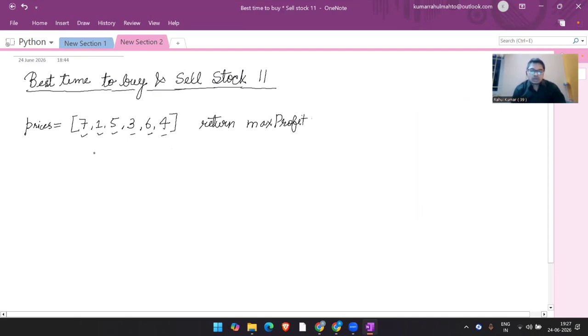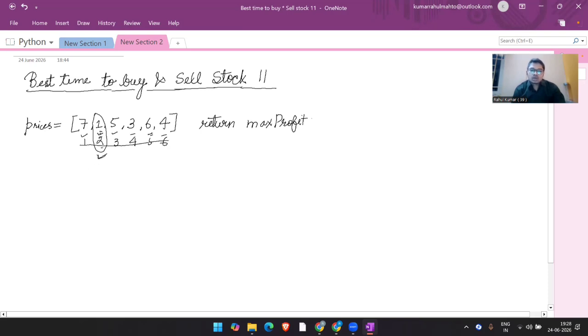Now our agenda should be to buy the stock at the minimum price among all the prices in the entire life cycle. So I can easily choose. On the second day, the price was 1, which is minimum among all the days. On day 1 it is 7, day 2 it is 1, day 3 it is 5, day 4 it is 3, day 5 it is 6, and day 6 it is 4. So I see that on day 2 is the minimum price of the stock, that is 1. So I will buy this stock at price 1.